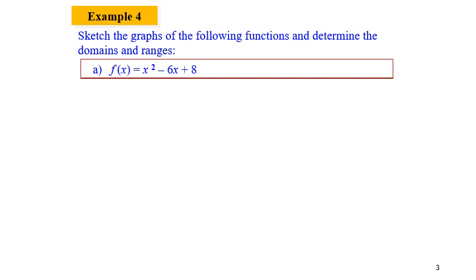First, x squared minus 6x plus 8. So this is a quadratic function. Remember the previous video when we discussed quadratic function. You have to find out the minimum and maximum point. So in this case, we will have a minimum because a is greater than 0.